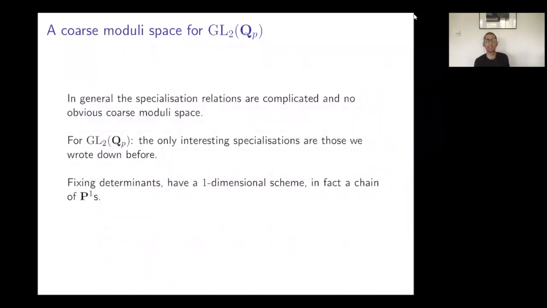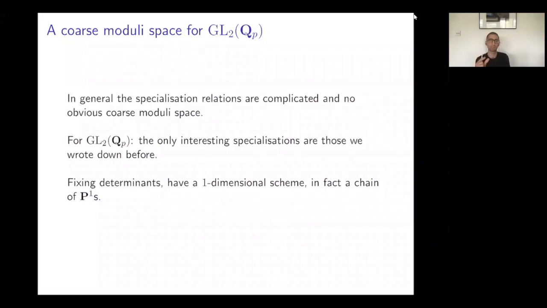In particular, it turns out that these relations are so prevalent that you can't really find a way to write down a coarse moduli space. A coarse moduli space would be something like a scheme which is given basically by the closed points of this stack and satisfies some universal property. Unfortunately, it turns out that beyond GL_2(Q_p), something quite strange happens, and the various specialization relations force such a scheme to collapse to a point.